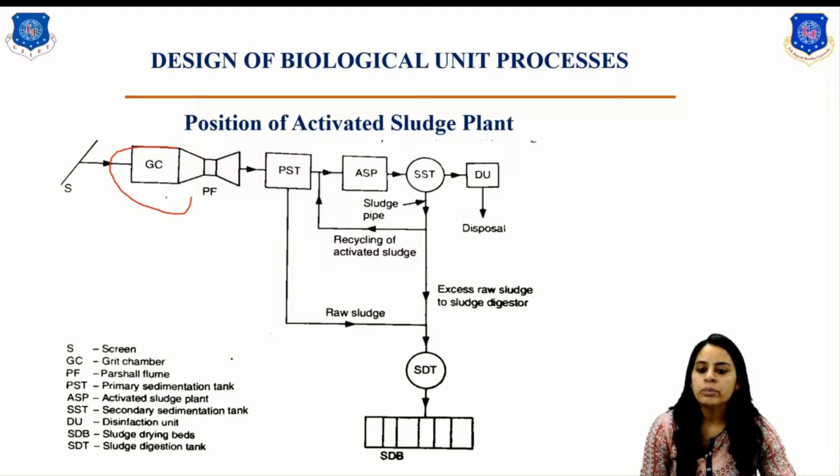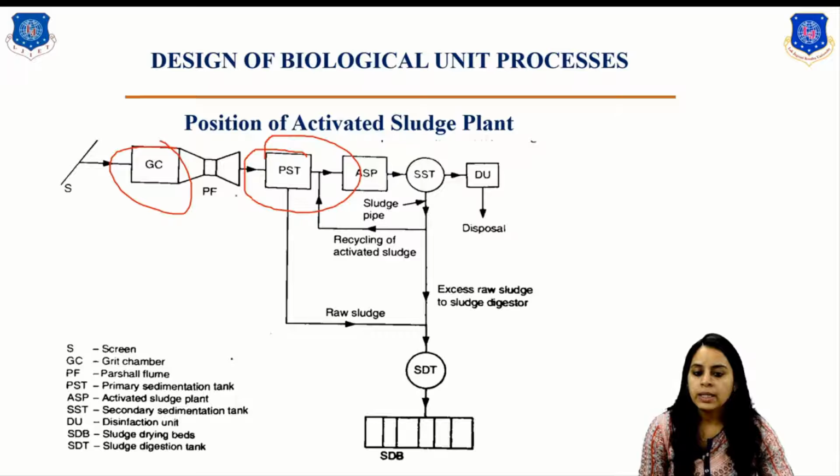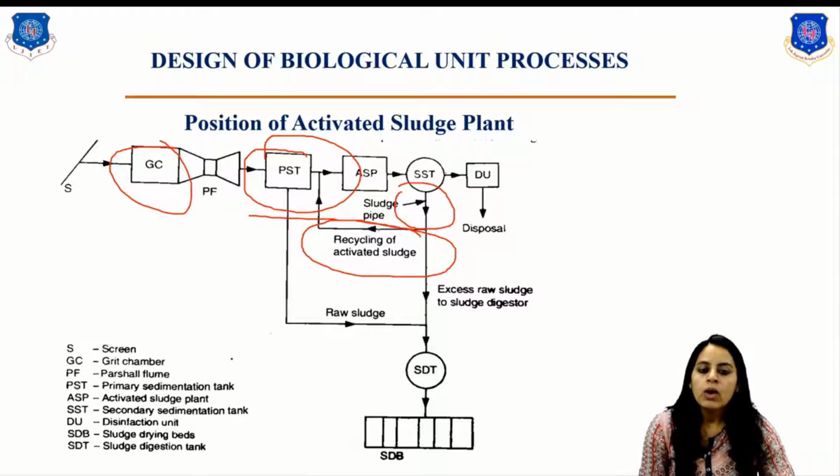Now the position of the activated sludge plant in the wastewater treatment plant: here you can see that three chambers are there. This is the PST, the primary settling tank, which is a sedimentation tank. There is the activated sludge process, and then the secondary sedimentation tank. This is the sludge pipe, and the recycled activated sludge goes to the ASP, the activated sludge plant, after the SST. From the PST you can see that the raw sludge goes to the SDT, the excess raw sludge to the sludge digester. So this is the sludge digester.